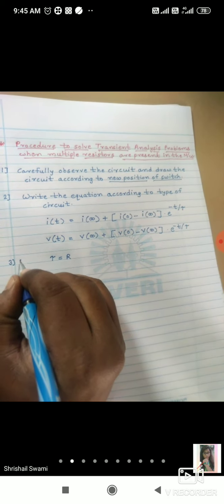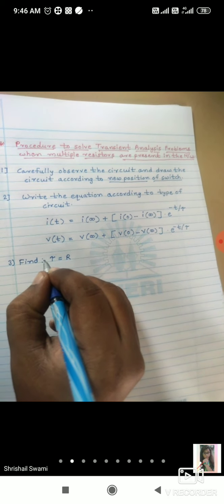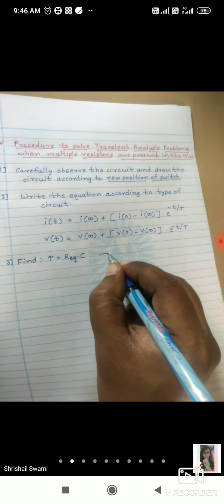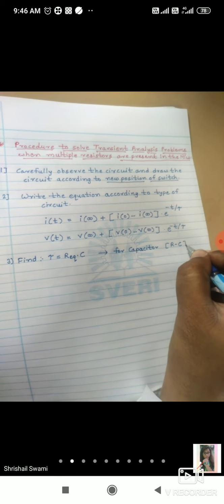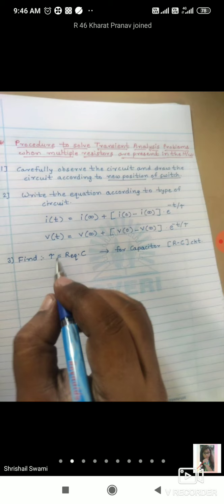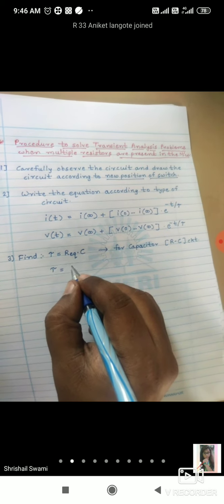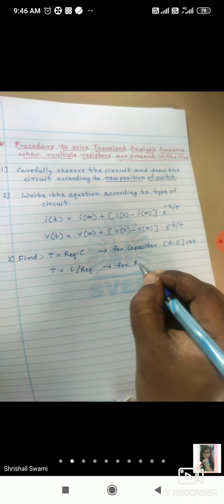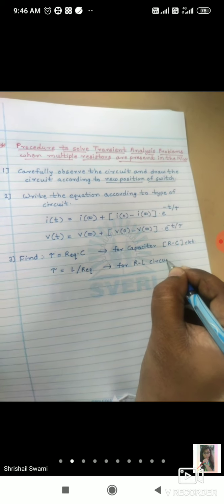Where tau is equal to, this will be the third point, find tau. Tau is equal to R equivalent into C for a capacitor, if it is an RC circuit, and tau is equal to L by R equivalent for an RL circuit. So find tau is equal to R equivalent into C here, and after finding tau you can put it here.